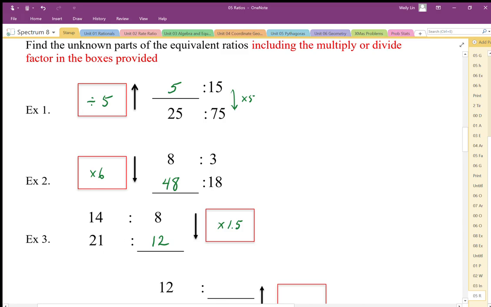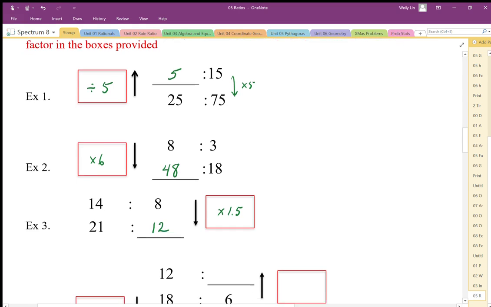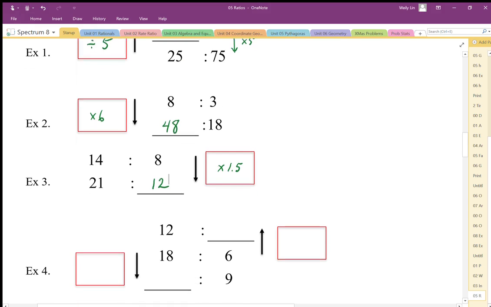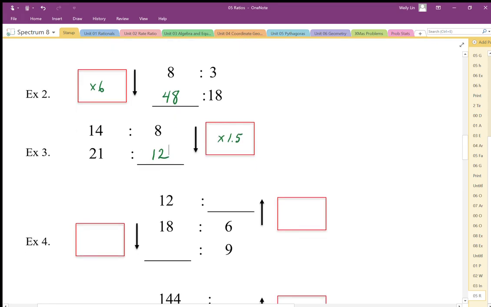14 to 8, 8 is slightly bigger than half of 14. 12 is a little bit bigger than half of 21. So that looks about right. Okay, and again, we want to make sure that we understand this proportion vertically, but also that this proportional relationship exists horizontally as well.